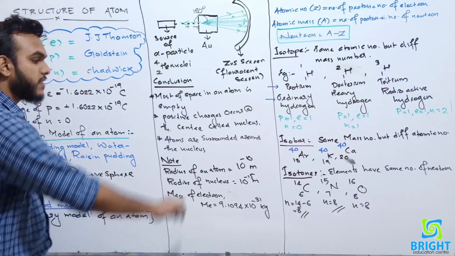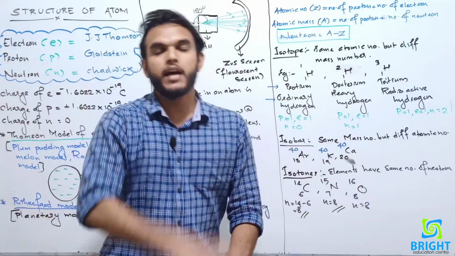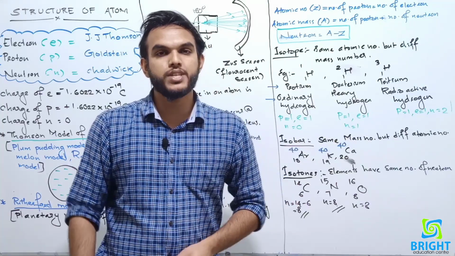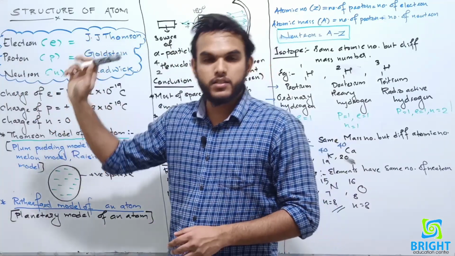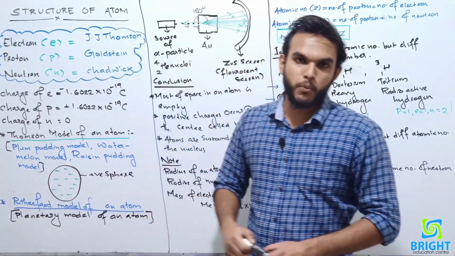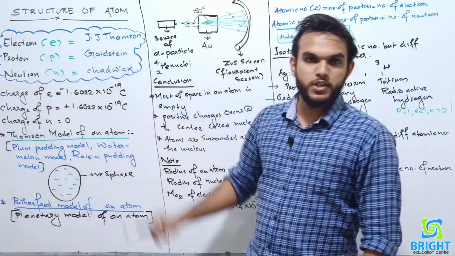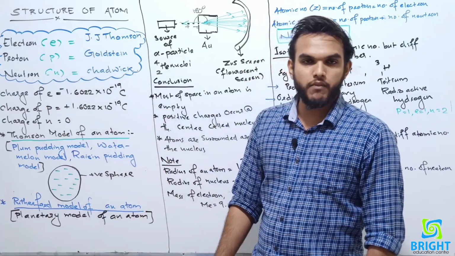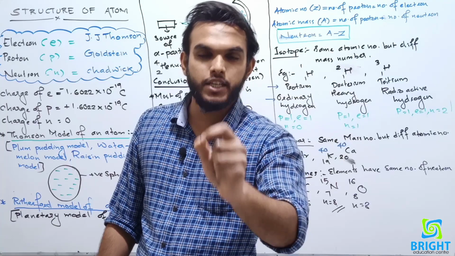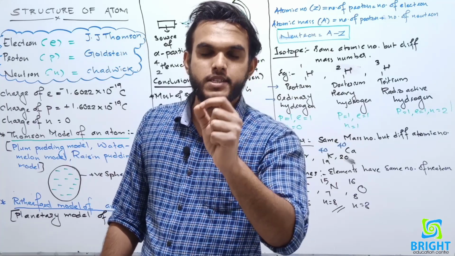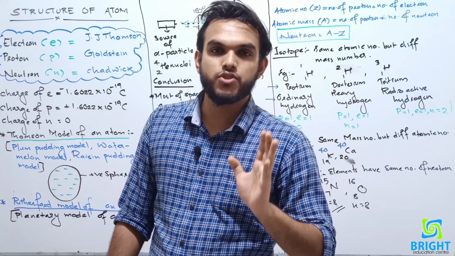The third point is that electrons are revolving around the nucleus. These are the main three conclusions made by Rutherford. So we explain what is electron, proton, neutron, and the Thomson model and the Rutherford model of an atom. Electron was discovered by J.J. Thomson, proton by Goldstein, and neutron by Chadwick. The charge of electron is -1.6022 × 10⁻¹⁹ coulomb, the charge of proton is +1.6022 × 10⁻¹⁹ coulomb, and neutron is chargeless, that is zero.